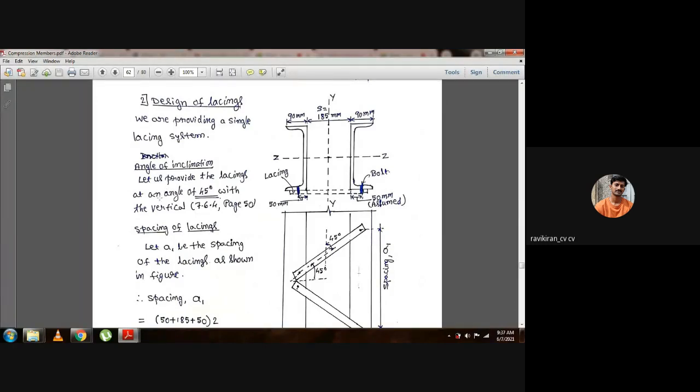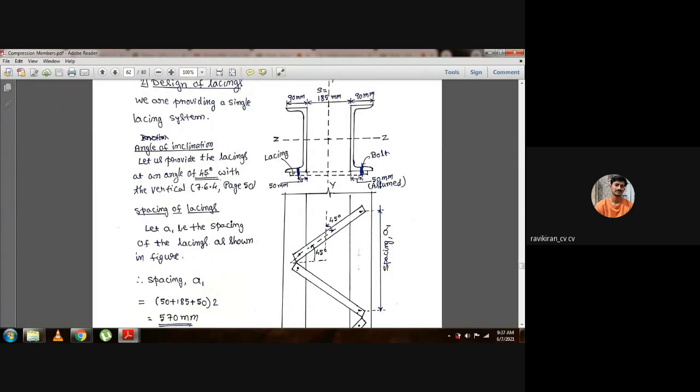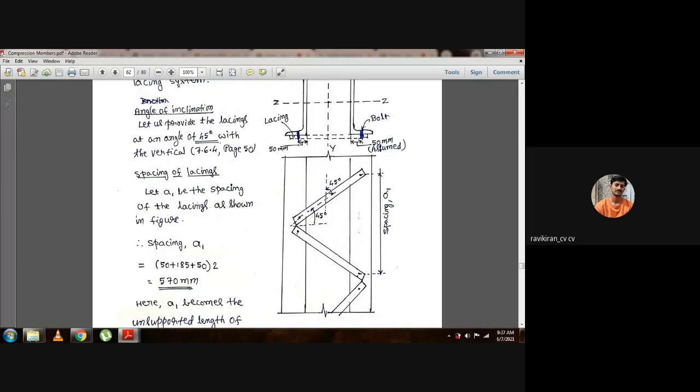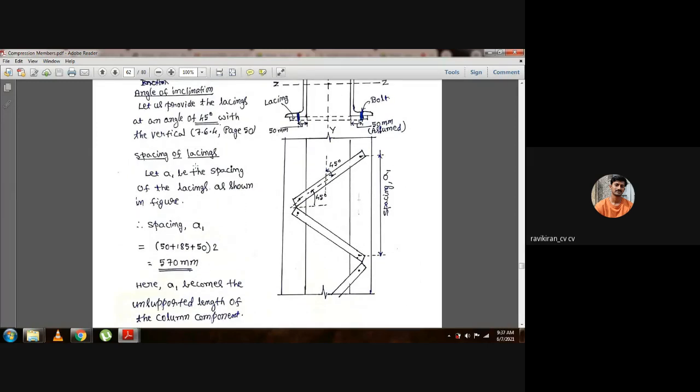The angle should not be less than 40 degree and should not be greater than 70 degree. So let us go with the 45 degree angle. And what should be the spacing of the lacing? Spacing means, see in the picture, from this point to this point. Vertical distance is called as spacing A1. So how to calculate that?